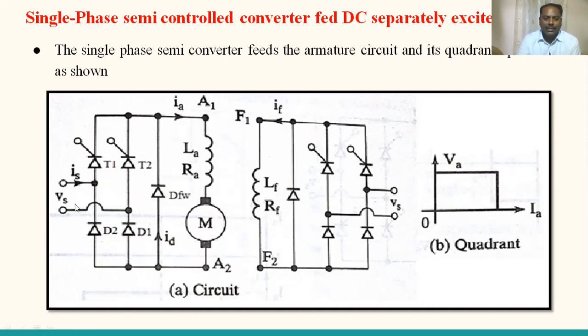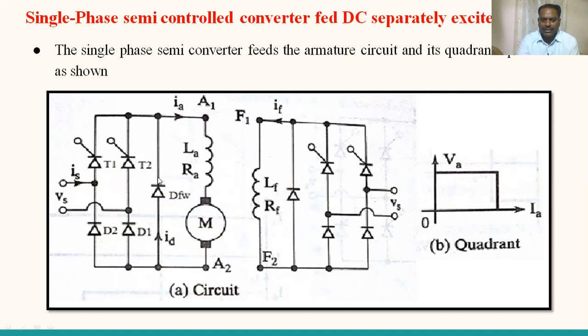So the supply voltage is given to the single phase semi-controlled rectifier. So AC is converted into DC and the converted DC is fed to the separately excited motor armature. So here there is a freewheeling diode. The importance of the freewheeling diode I will discuss later.